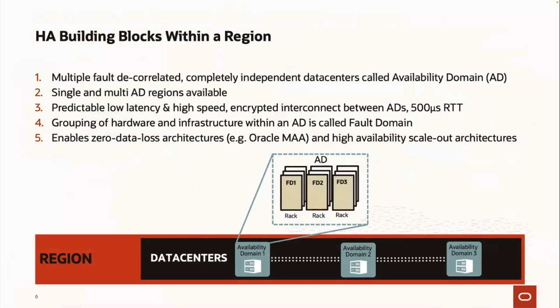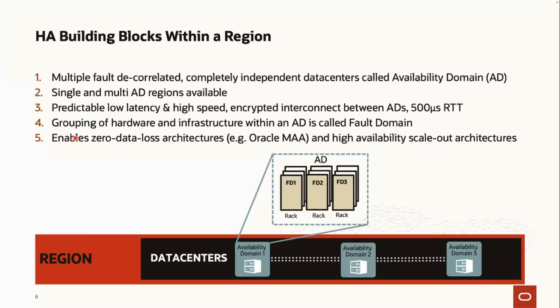Along with that, these ADs have a requirement. If we have multiple ADs within a region, we require that they have low latency between each other. These low latency connections are always 500 microseconds or less, and they're always encrypted as well. The purpose of these ADs is high availability. So instead of having your resources located in one data center, we make sure that we have the capability to spread those across multiple data centers.